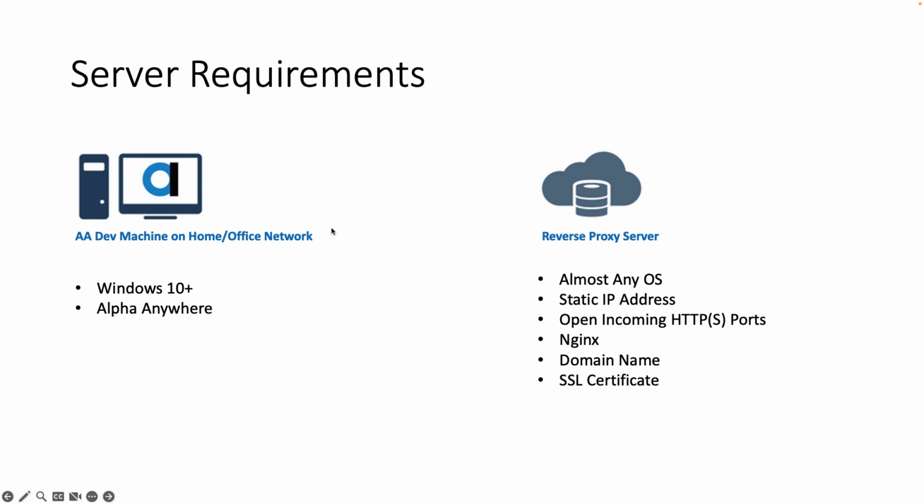So there are two pieces. There's, first of all, your machine. That's the one that you have Alpha Anywhere running on. The only thing it actually requires is for you to be running Alpha Anywhere on it, as well as be running Windows 10 or above, which is already, I believe, our system requirements for Alpha Anywhere. So chances are you already have this piece taken care of.